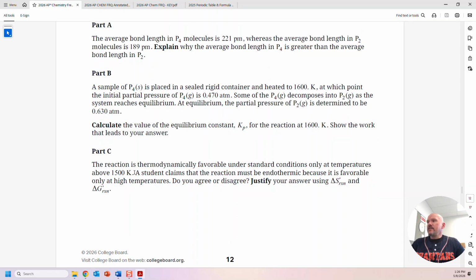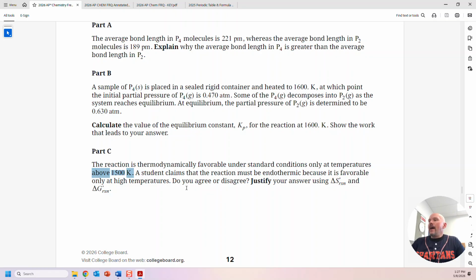And then part C, the reaction is thermodynamically favored. So they're telling us right now the delta G is negative. We should understand that because the Kp was greater than 1, so we know it's thermodynamically favored. But it's only thermodynamically favored at temperatures above 1500 Kelvin. So that means sometimes it's not thermodynamically favored. So if it's below, it's not thermodynamically favored.